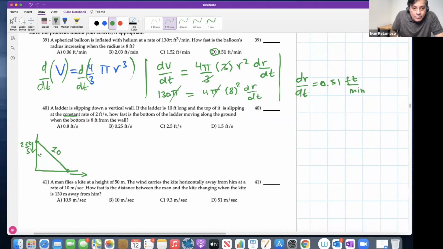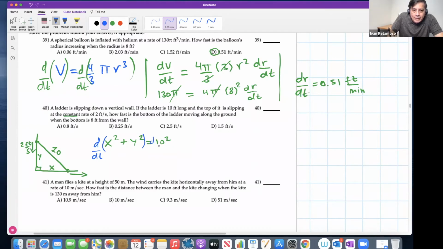So use y for the vertical distance of this point, and x for the horizontal distance. And this length never changes, 10. So at any moment, this is true, from the theorem of Pythagoras: x squared plus y squared equals 10 squared. They want you to figure out this rate of change when the bottom is 8 feet from the wall, when x is 8. We will do it.